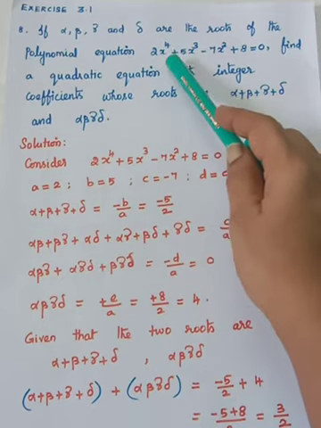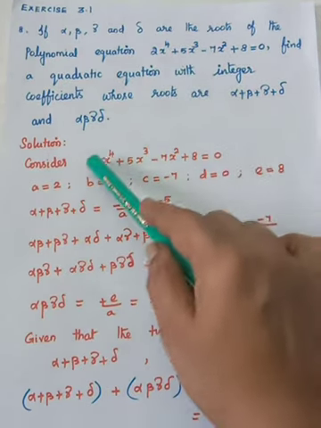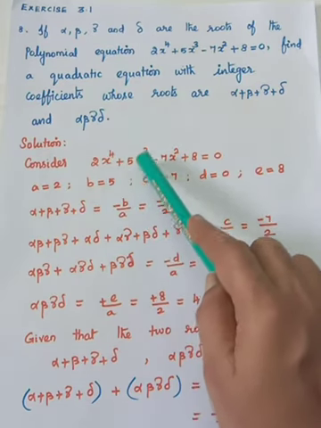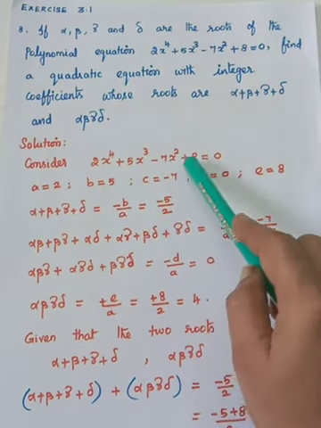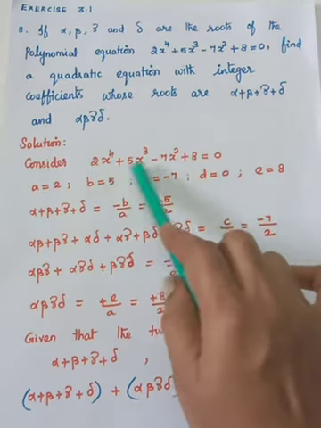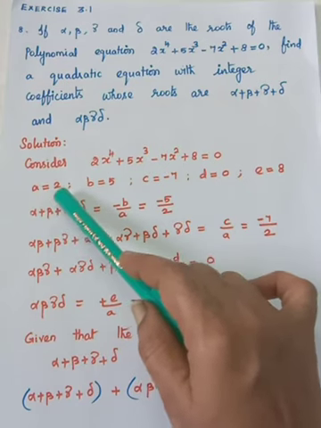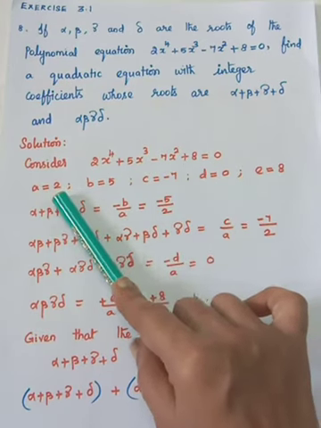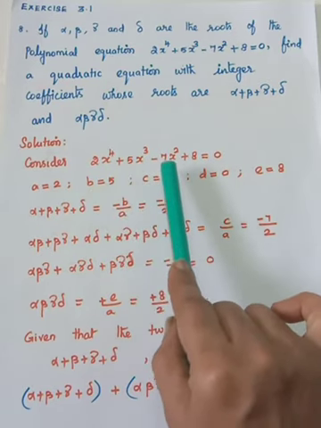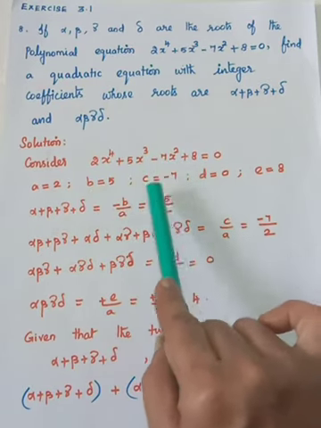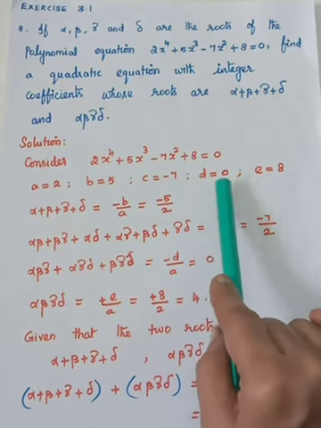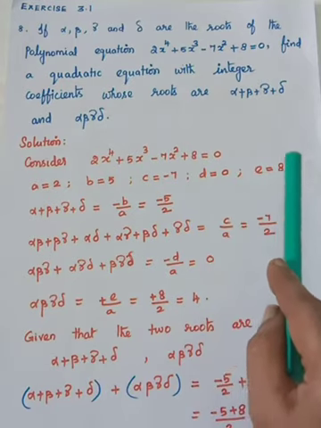It's a polynomial equation of degree 4. You first consider this. Look at the powers: x power 4, x cube, x squared, the x term is missing, and here the constant is 8. So from this equation, a is equal to 2, that is the coefficient of x power 4. b is the coefficient of x cube, that is 5. And c is the coefficient of x squared, that is minus 7. There is no x term here, so d is equal to 0 and e is equal to 8.